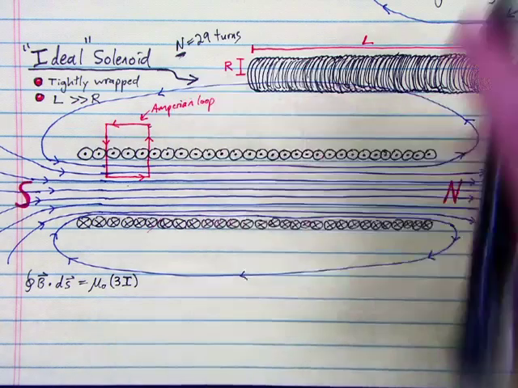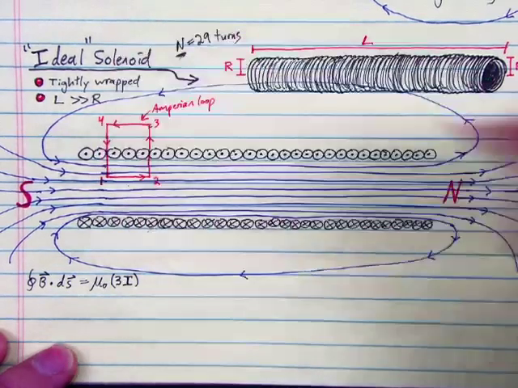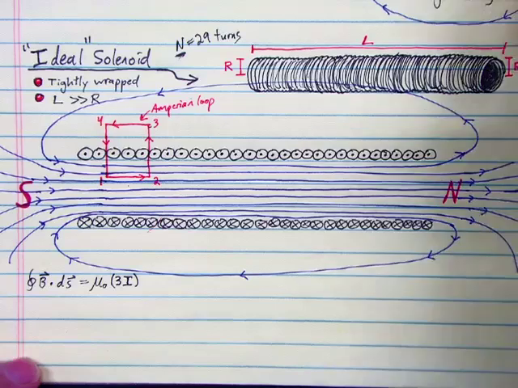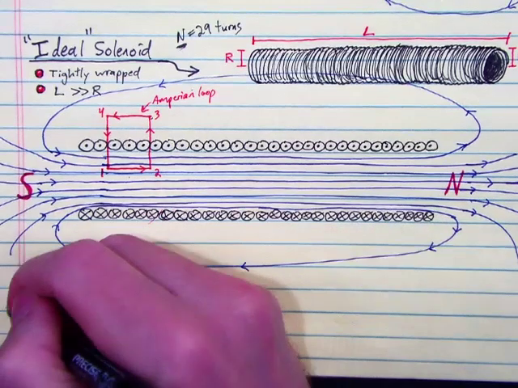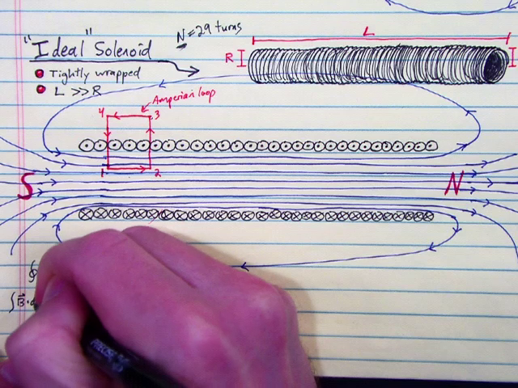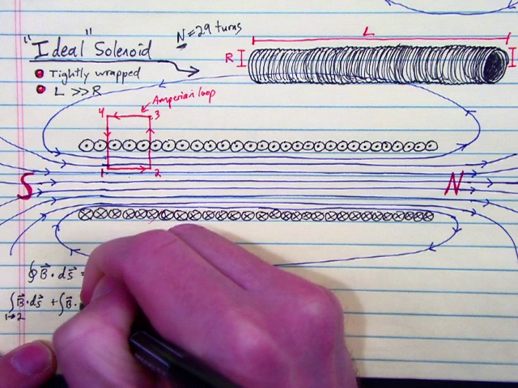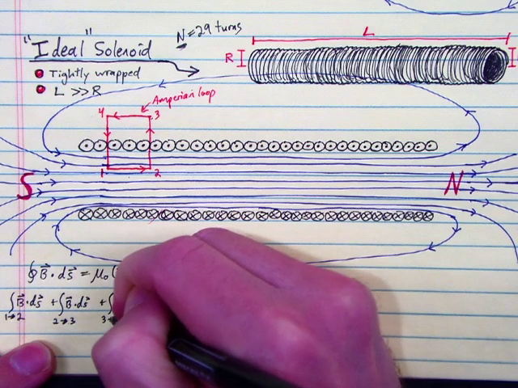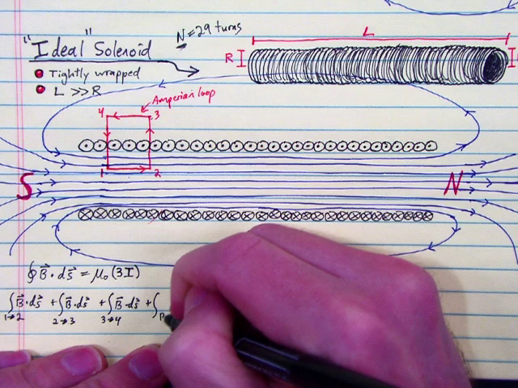Okay, let's number these corners starting here at 1 to 2 to 3 to 4, and break down this closed line integral into a sum of 4 open line integrals. The integral of B dot ds from 1 to 2, plus that integral from 2 to 3, plus the open line integral of B dot ds from 3 to 4, plus the open line integral of B dot ds from 4 back to 1.